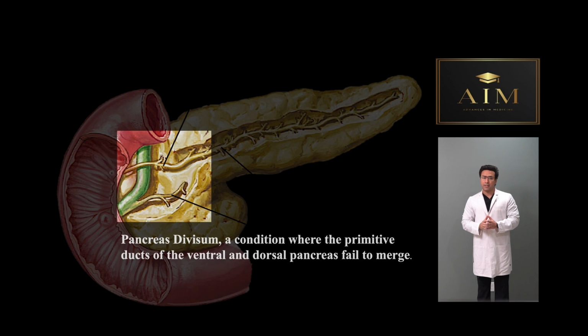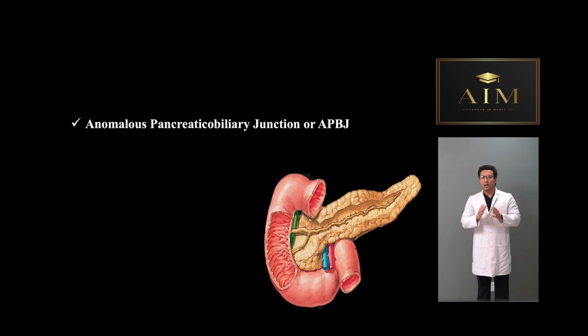Moving on to anomalous pancreatico-biliary junction, or APBJ, a rare anomaly where the main pancreatic duct and common bile duct converge before entering the duodenum. Without the usual support from the hepatopancreatic ampulla of Vater, the sphincter of Oddi may be malformed, allowing for reflux into the pancreas and biliary tree.